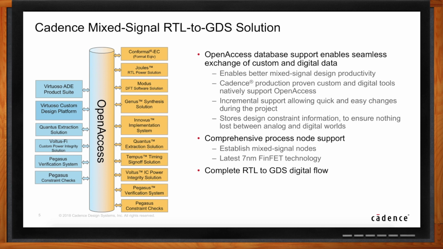And then at the design creation side, we sort of pushed upwards. And so you can now run Conformal, which is the formal equivalence checking, directly off OpenAccess, as well as all the test insertion and synthesis technology. So we firmly believe that it must be a complete RTL-to-GDS solution living off OpenAccess. Otherwise, you start losing the benefits of the database itself.